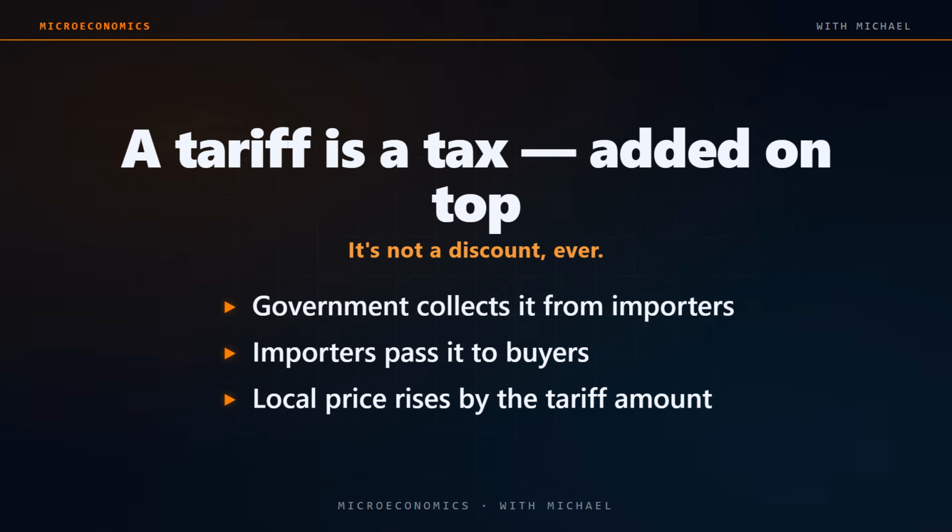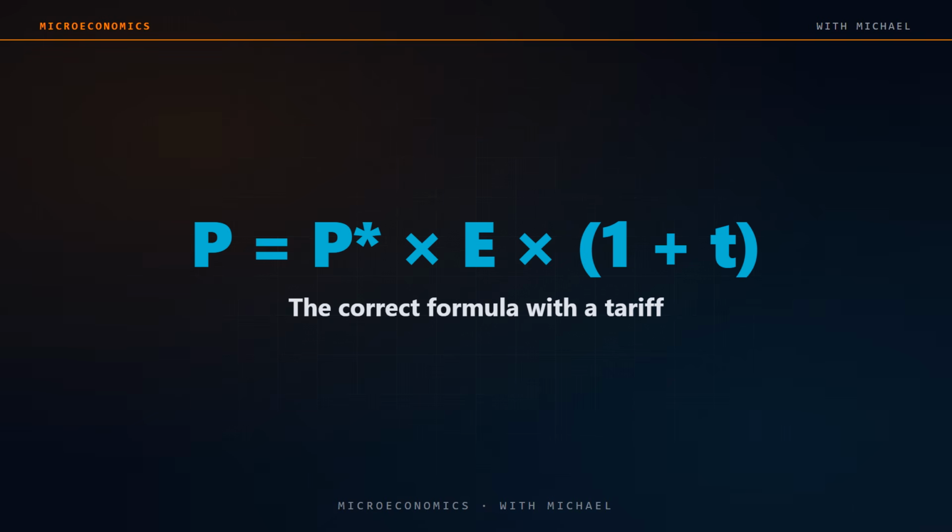So, 14,000 times 6 times 1.2. Step by step, 14,000 times 6 is 84,000 shekels. That's just from the higher world price. Then 84,000 times 1.2 adds the tariff. The new local price is 100,800 shekels. Compare that to our starting line of 72,000. The price has jumped by 28,800 shekels. A 40% increase. What does this mean for our graph?